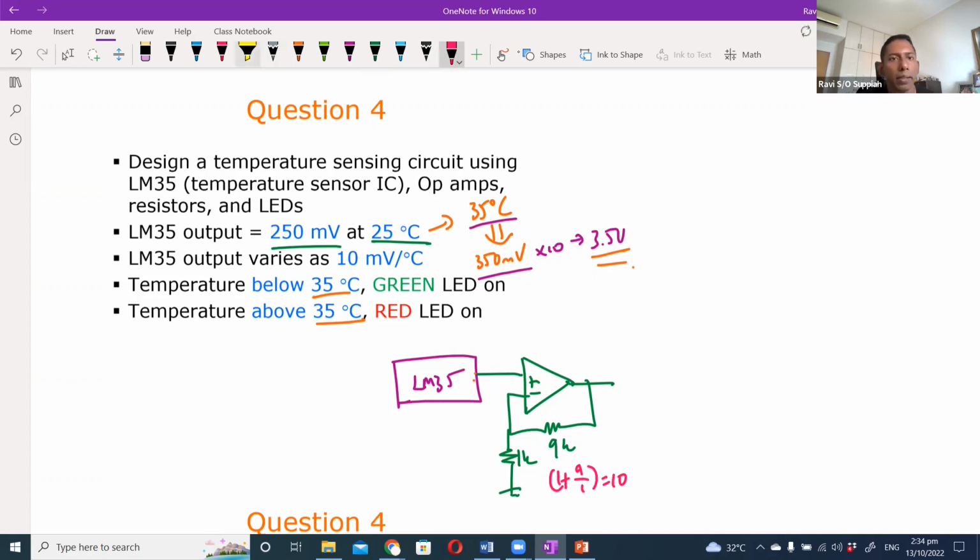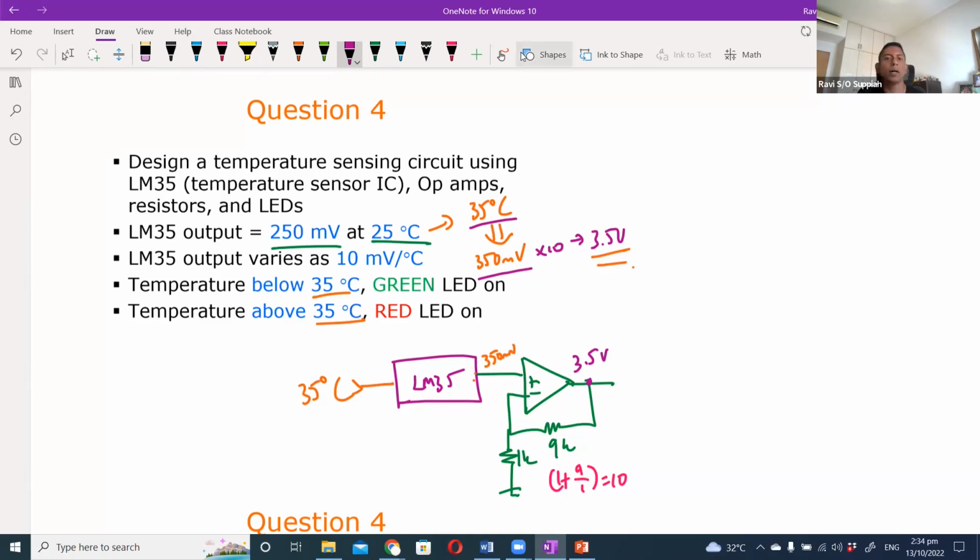So that means that when my input here is 350 millivolt, corresponding to an input temperature of 35 degrees Celsius, the output that I would see here will be 3.5 volt. So that's the first stage.